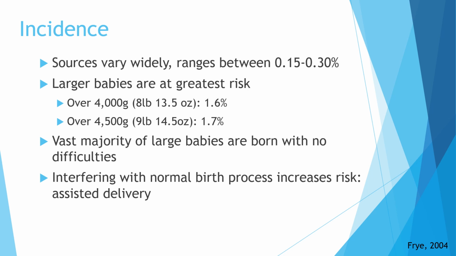But understand, you can have a baby with no risk factors and still have a shoulder dystocia. The vast majority of large babies are born with no difficulties. The comment we always say: if you're expecting a shoulder dystocia, it probably won't happen. A shoulder dystocia typically happens when you least expect it. Interfering with the normal birth process increases the risk: inductions of labor, assisted deliveries with forceps or vacuum, anything where you're impairing the cardinal movements of labor.